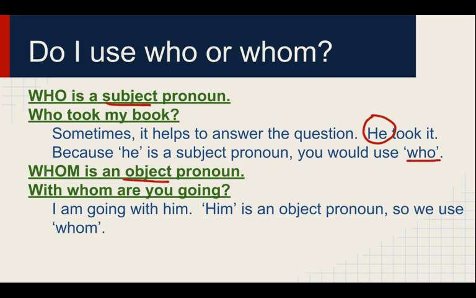Whom is an object pronoun. With whom are you going? Once again, it's easier if you answer the question. I am going with him. Him is an object pronoun, so we would use whom. This is easier to remember because they both have the M in them.